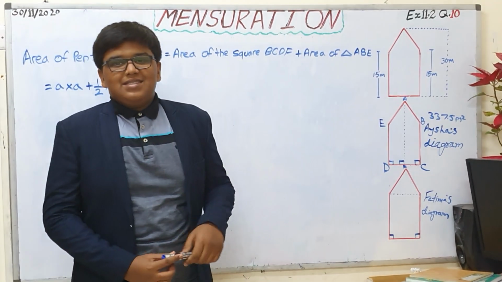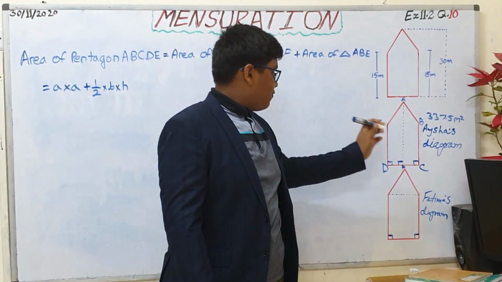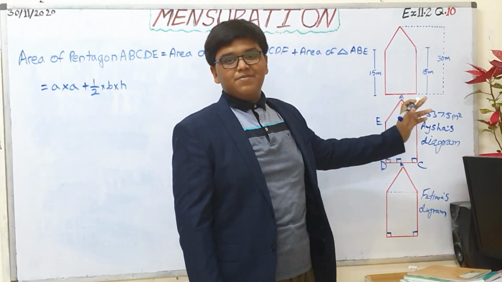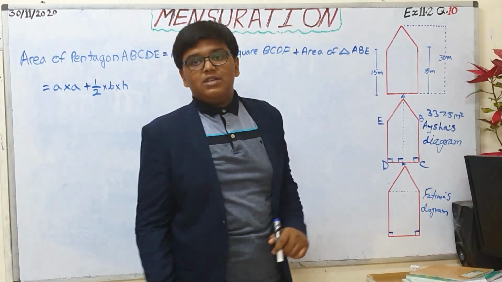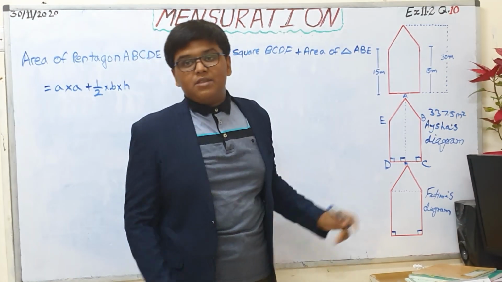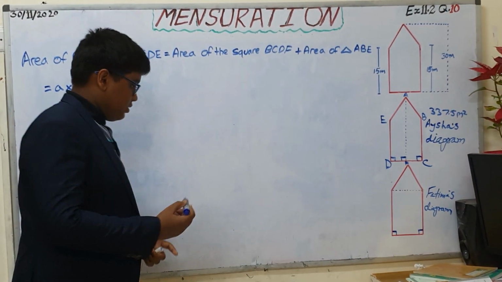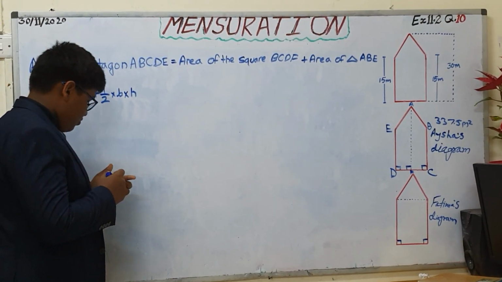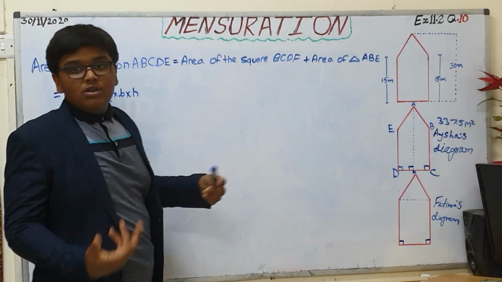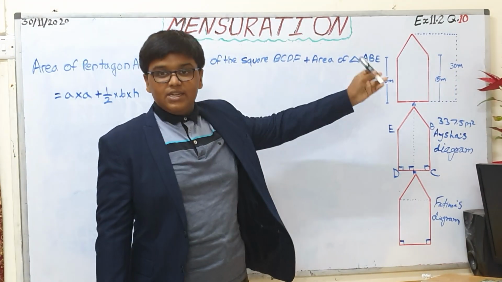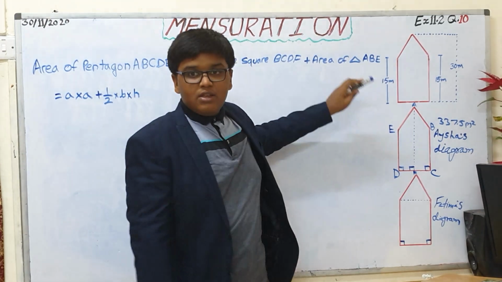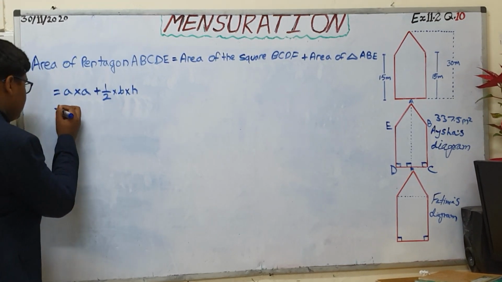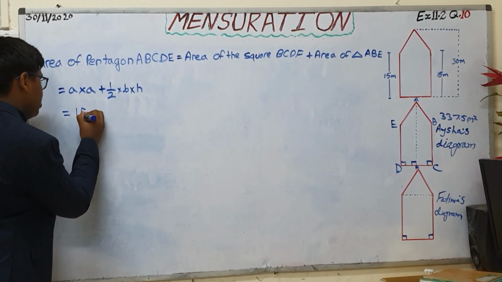So we have found the area of Aisha's way, which is 337.5 meters square. Now let's find the area of Fatima's diagram, the way. So what we have to do now, a into a. Now a is the side. So a is 15 and the other a is also 15. So 15 into 15. So we are going to substitute all these values.